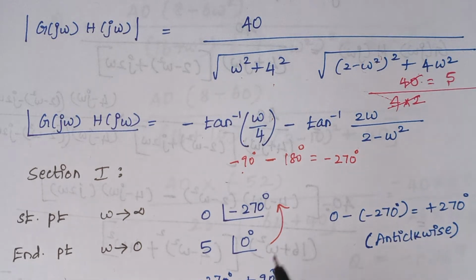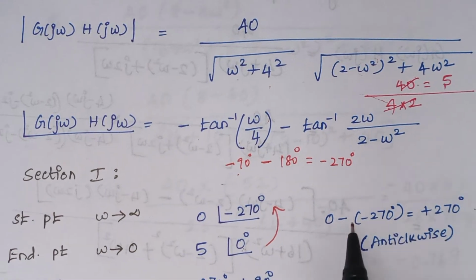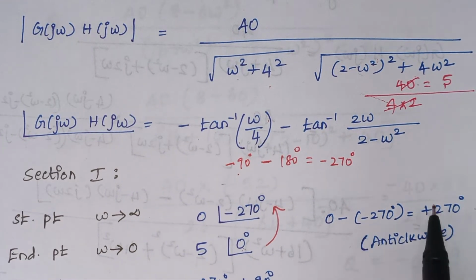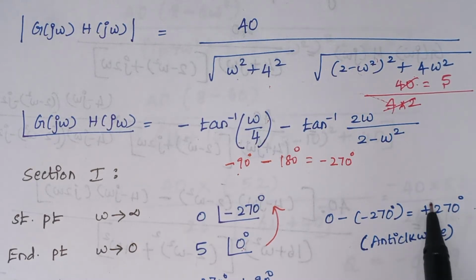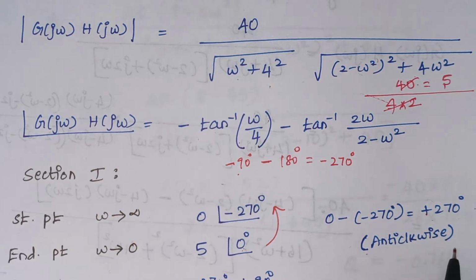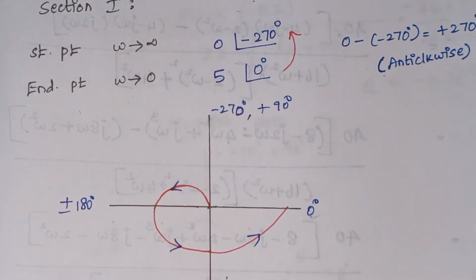So to find the degrees of rotation, we have to subtract this angle. Okay, you have to subtract these two angles. So 0 minus of minus 270 degree. So minus into minus will become plus, right? So here we have 270 degree. This plus sign indicates that the plot should be rotated anti-clockwise, right? So now we are going to draw section 1.